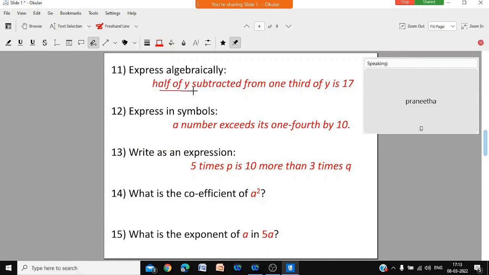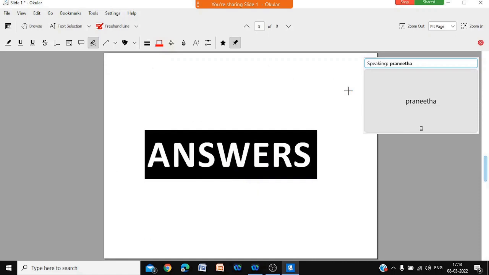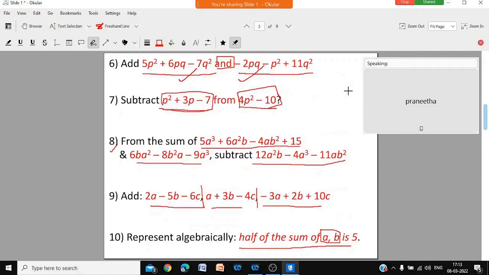Next, express in algebraical symbols: half of y subtracted from 1/3 of y is 17. Number 10 is: half of the sum of a and b is 5. Represent in symbols, half of the sum of a and b is 5. Got it, Betty? Yes, sir.